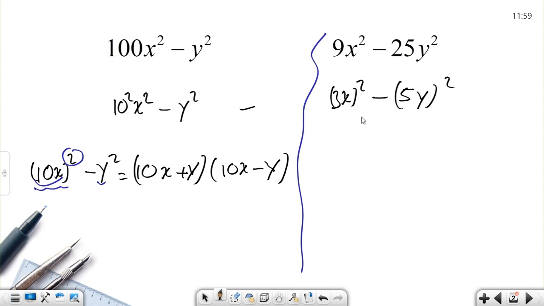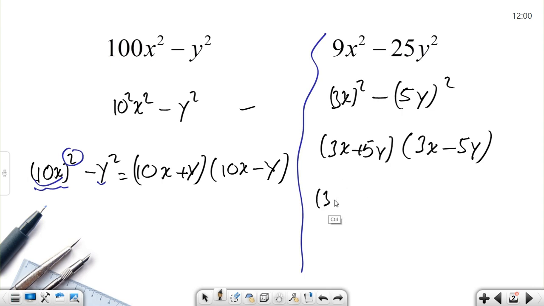So I have two terms. They are squared terms, of course: the square of 3x and the square of 5y. The difference of them. So what is the rule? Add them and multiply by the difference of them. So 3x plus 5y times 3x minus 5y. In addition you can change the places, but we cannot write 5y minus 3x, because it is always first one plus second one, first one minus second one. Important: instead of 3x plus 5y, you can write 5y plus 3x, no problem. But we cannot write 5y minus 3x.